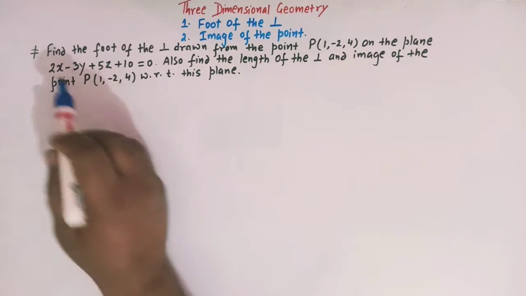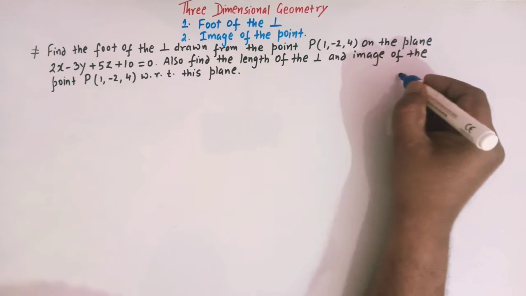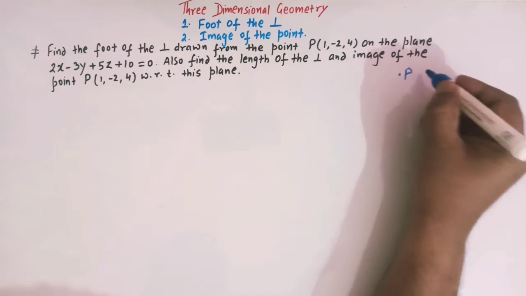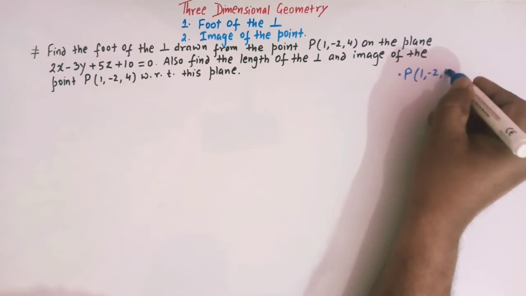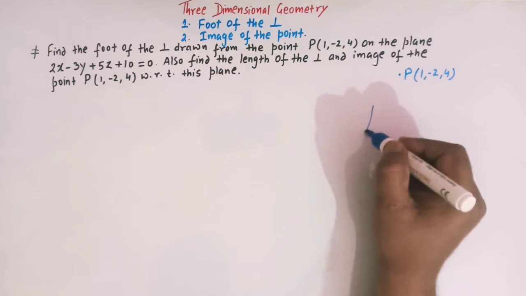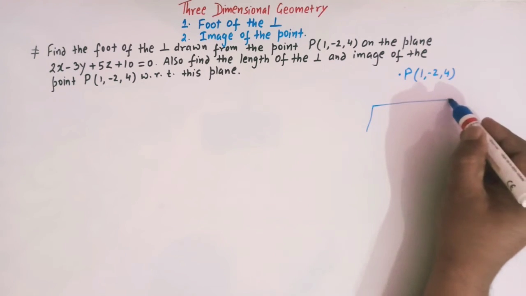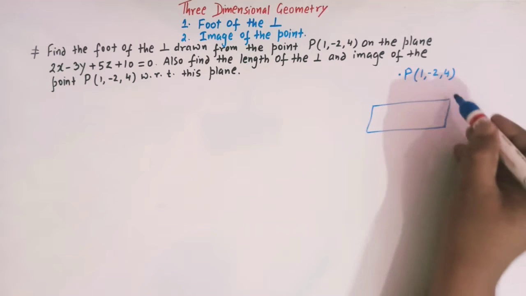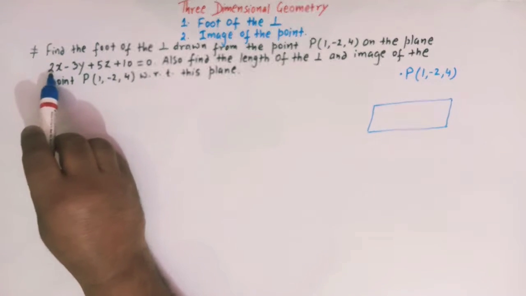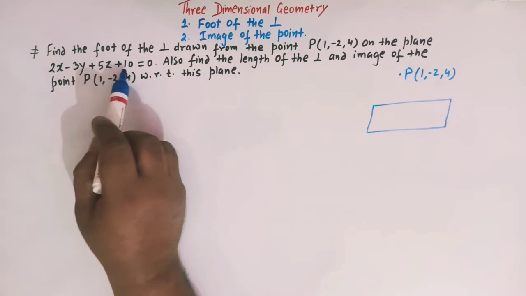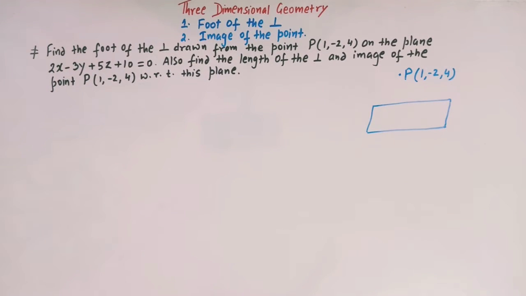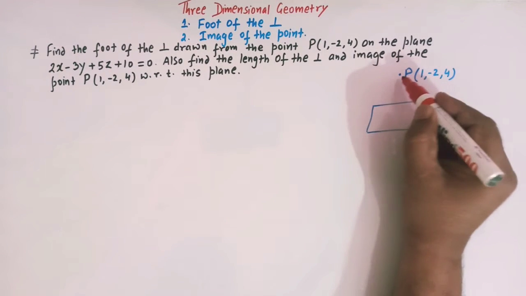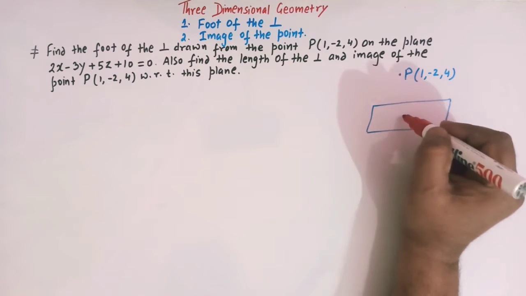Now viewers, here we are given a point P. So this is the point P. The coordinates are 1, -2 and 4. And here we are given a plane. This is the plane whose equation is given by 2x - 3y + 5z + 10 = 0. And we have to find the foot of the perpendicular. So the foot of the perpendicular is drawn from this point to this plane.